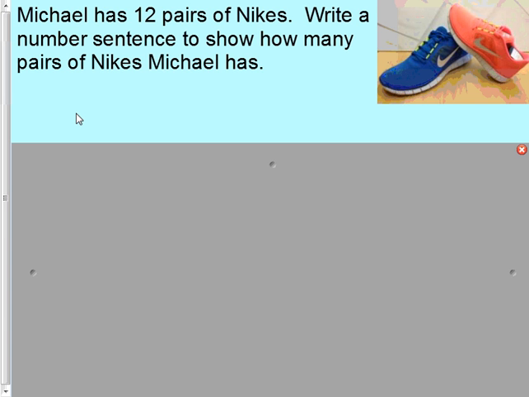So our first example, Michael has 12 pairs of Nikes. Write a number sentence to show how many pairs of Nikes Michael has. So we could represent that as Michael's Nikes equal 12. Because that's exactly how many pairs he has. He doesn't have more than 12. He doesn't have less than 12. He has exactly 12.